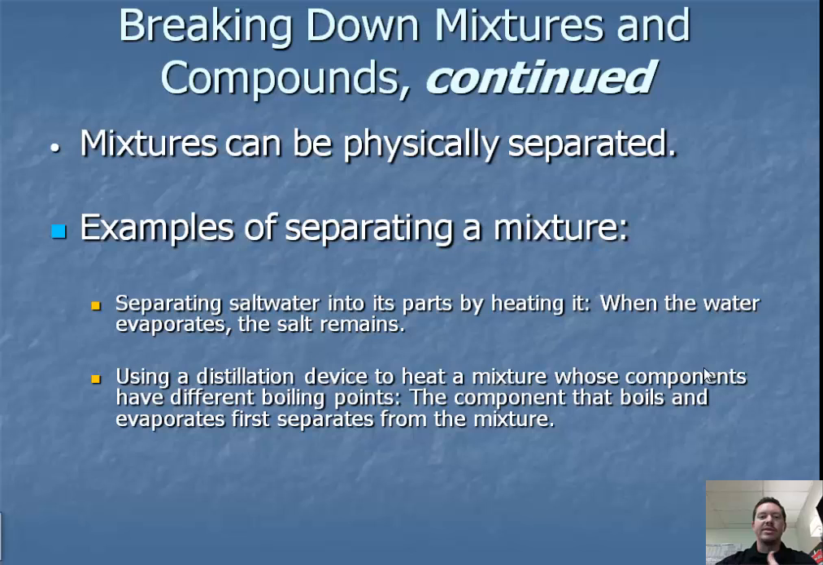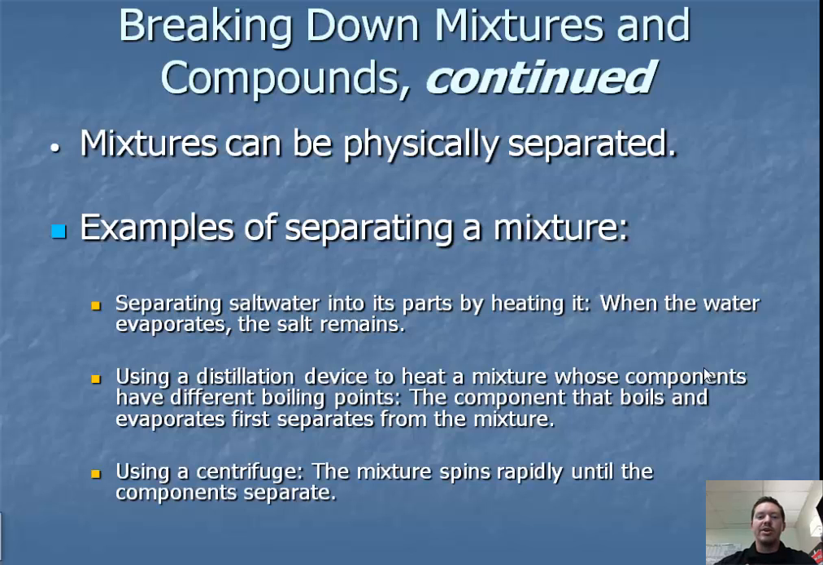We can use something called distillation to heat a mixture whose components have different boiling points. The components that boil and evaporate first separate from the mixture. And we can use a centrifuge, which is that device that spins around in circles really fast. The mixture spins rapidly until the components separate out based on density.